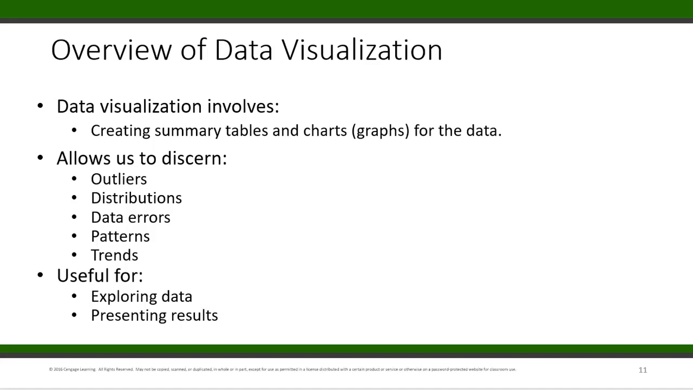And then distributions: how spread out is your data? Is there a lot of variability? Is it skewed to the left, skewed to the right? That kind of thing. You also want to look for errors in the data. You might be able to detect the unusual point by just looking at the picture of the data. And the patterns: is there some kind of seasonal pattern in your sales? Maybe in one quarter you have higher sales, and in another quarter you have lower sales. So you want to detect some patterns, and also trends, like are your sales growing, or are they decreasing?